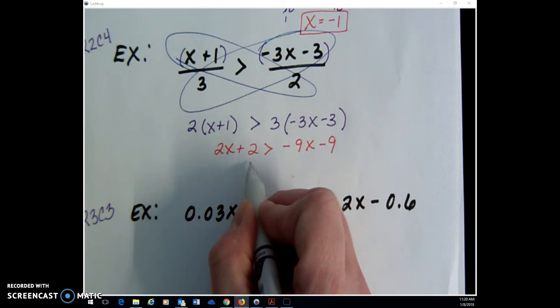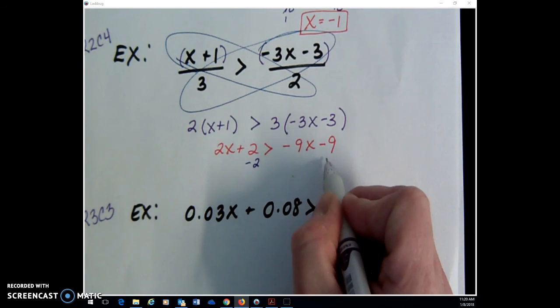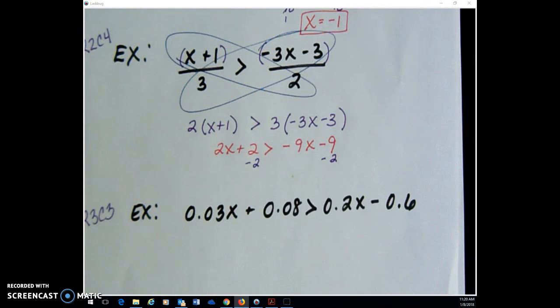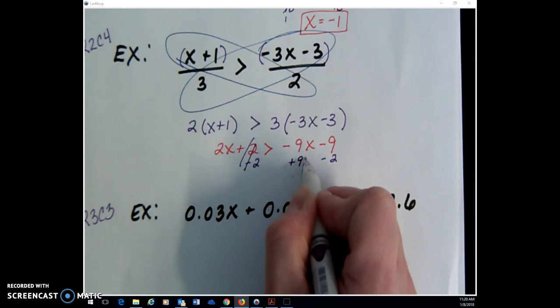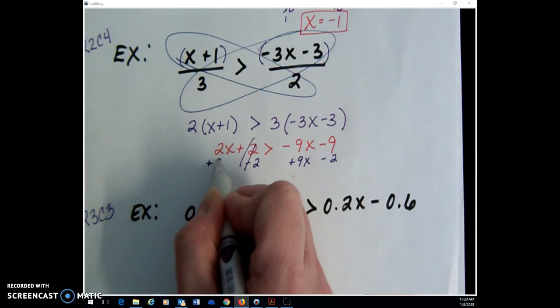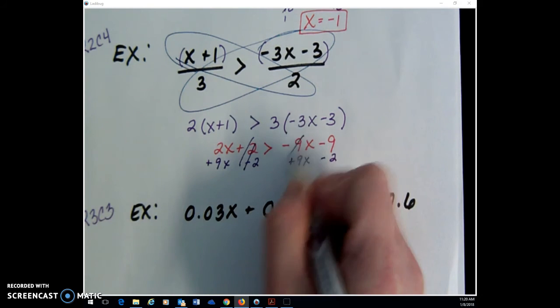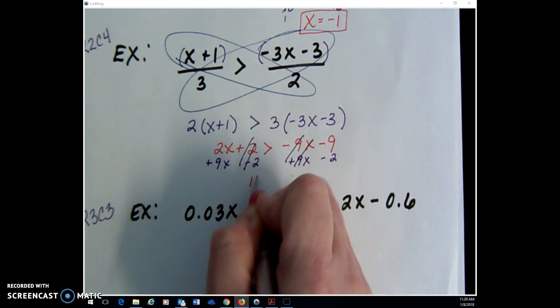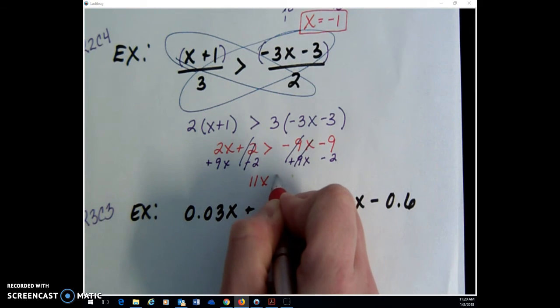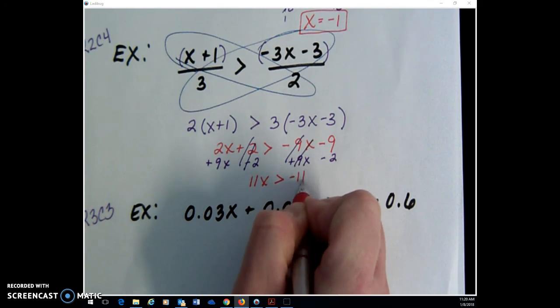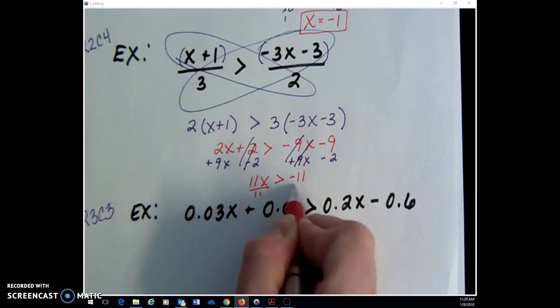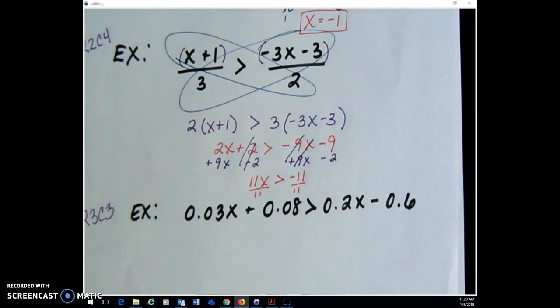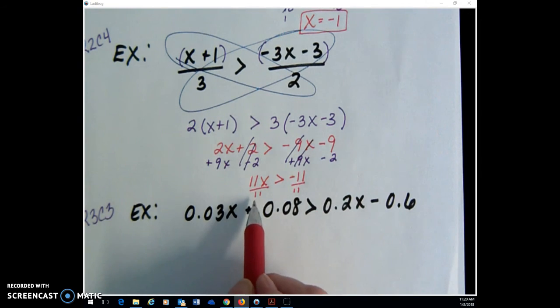I'm going to go ahead and subtract 2 from both sides. So that'll get rid of this here. So I'm going to add 9x to both sides also. And you can do that in the same line, but if you're not comfortable with that, just go ahead and separate them out. And then we have 11x is greater than negative 11. And I'm just dividing by 11 on both sides, so I do not need to reverse the inequality.